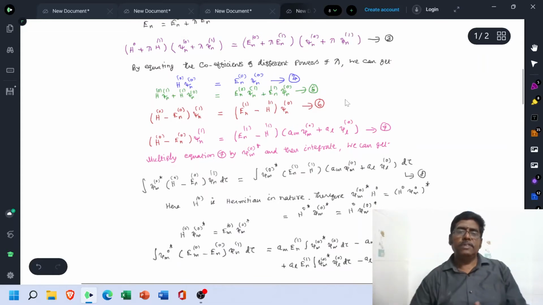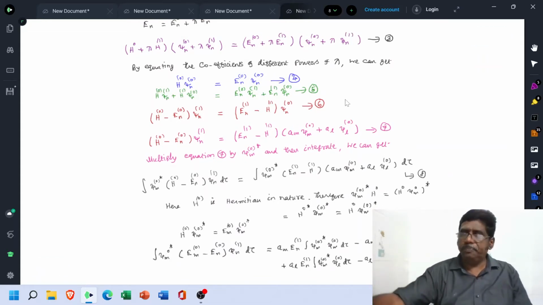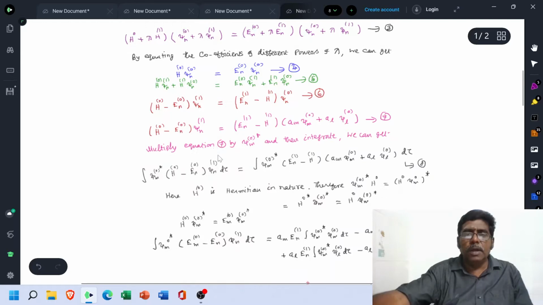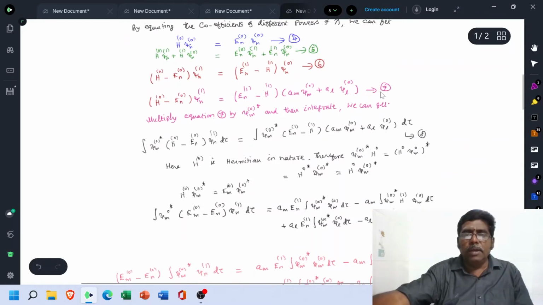In equation 6, substitute the value of psi n0. The value of psi n0 is am psi m0 plus al psi l0. Now multiply both sides of equation 7 by psi m0 star and then integrate. See, integral psi m0 star H0 minus En0 psi n1 d tau is equal to integral psi m0 star En1 minus H1 into am psi m0 plus al psi l0 d tau.